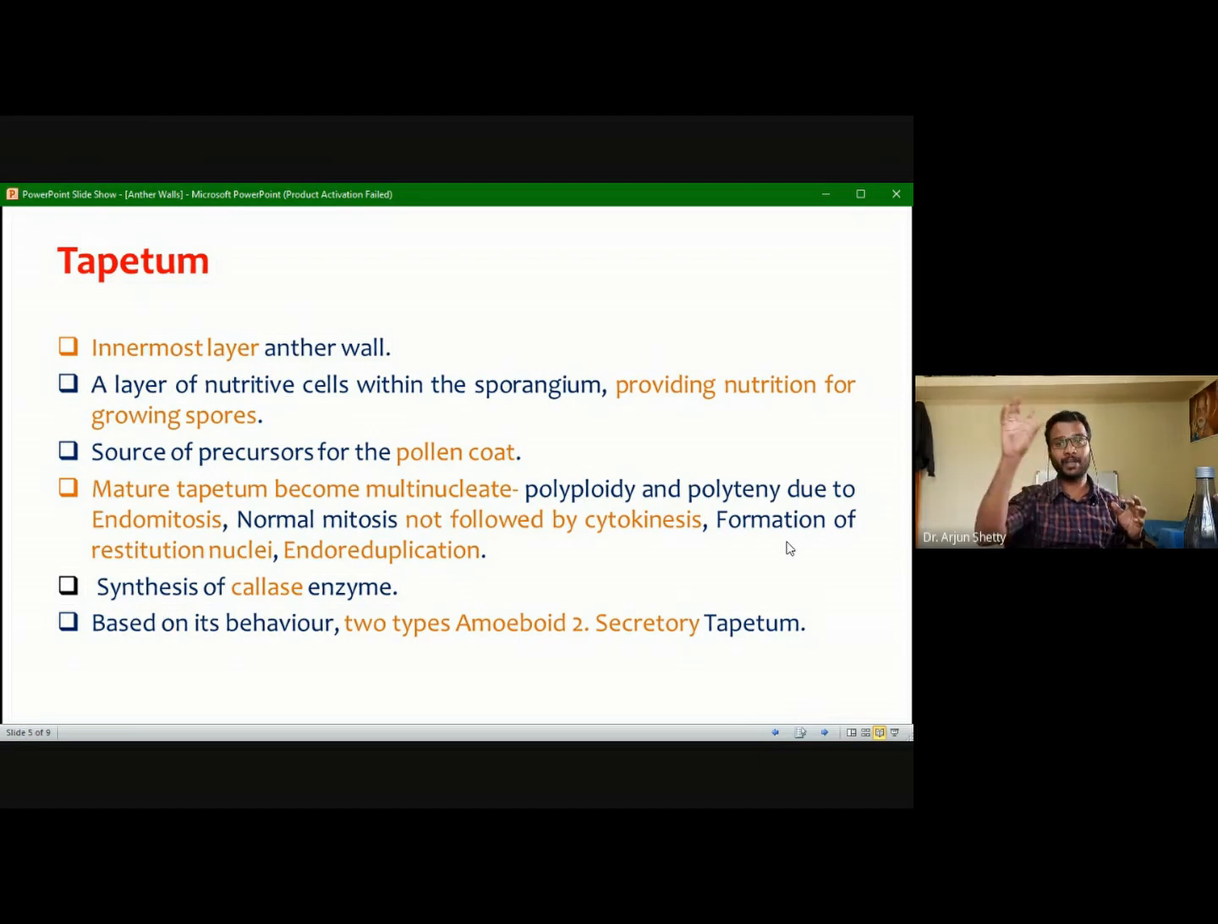And after all these important characteristics of the tapetum, based on their behavior and occurrence in different flowering plants, we have two types. One is the amoeboid type of tapetum. The other is the secretory type of tapetum.